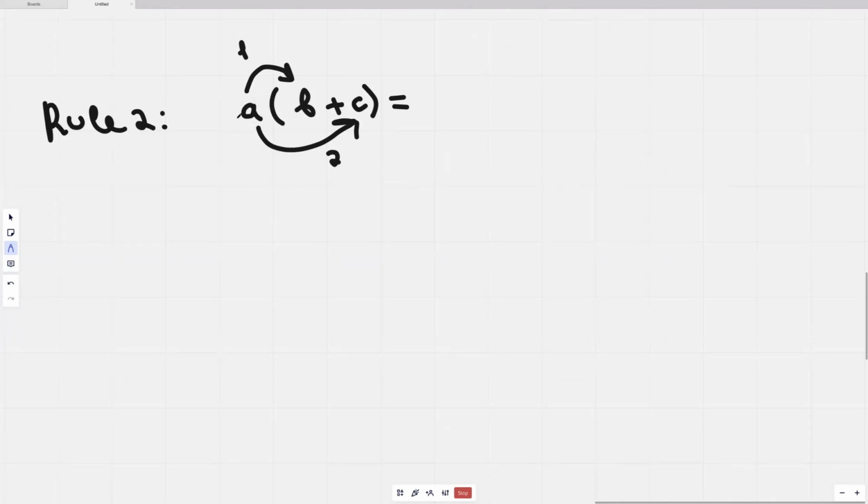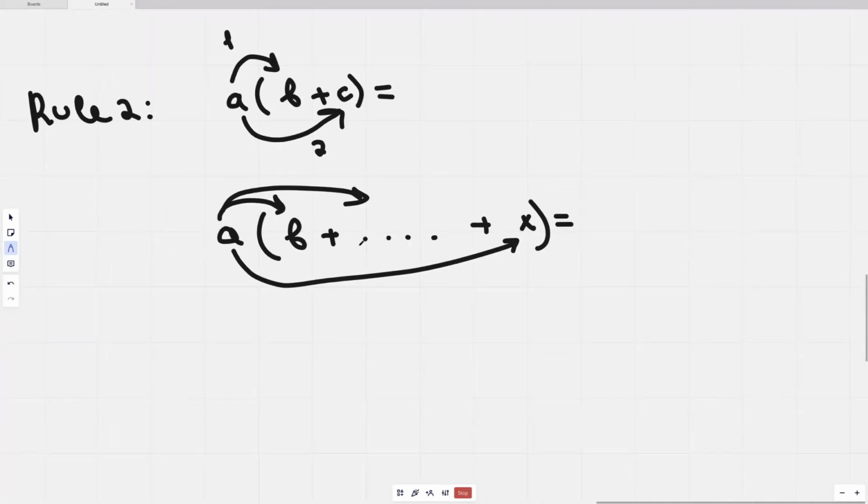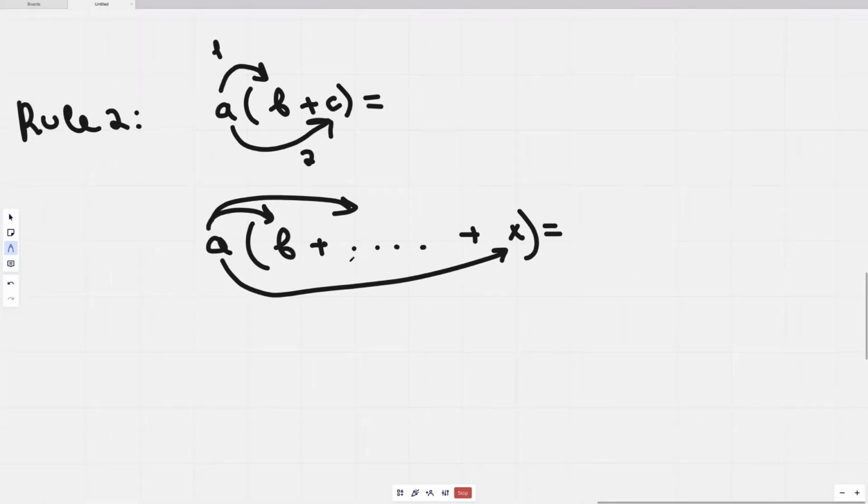So if there are hundreds of items in the bracket, like a multiplied by b plus something, plus something, up to x, then you have to multiply a by each of the items. Firstly a by b, then a by something, and lastly a by x. If there are 100 items, you have to multiply a by the 100 items one by one, and then write the final result.